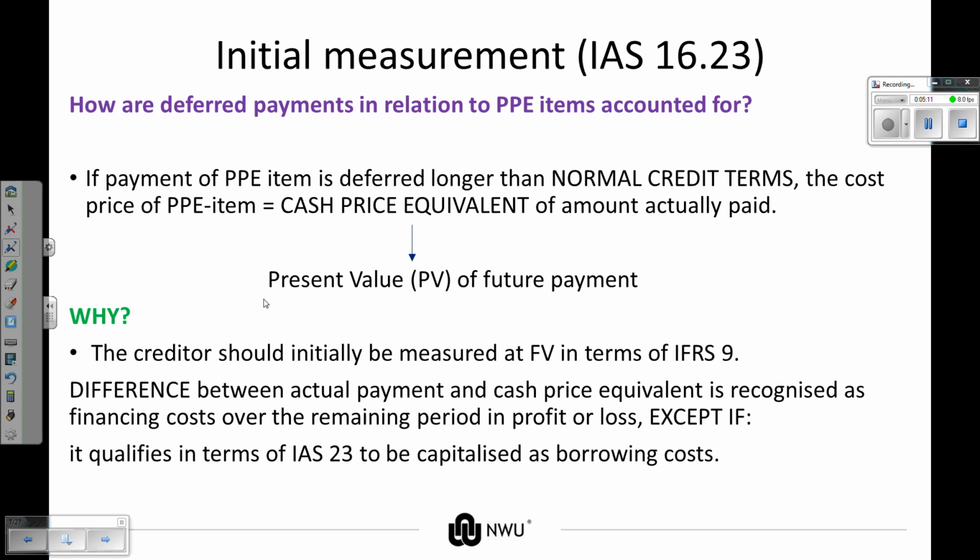Deferred payments, if it is longer than the normal credit terms that we will tell you in a test, the cost price will actually be the present value of your future payment. Why? The creditor should initially be measured at the future value in terms of IFRS 9, but the difference between the actual payment and the cash price equivalent is recognized as financing cost over the remaining period in profit or loss. So if it is a deferred payment longer than normal credit terms, you calculate the present value, and only the present value you will add to your PPE cost.